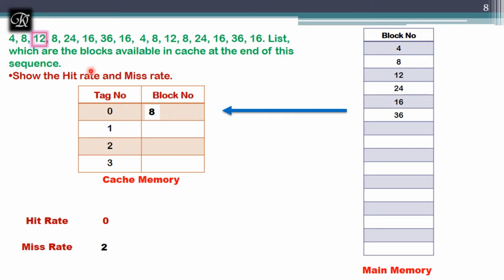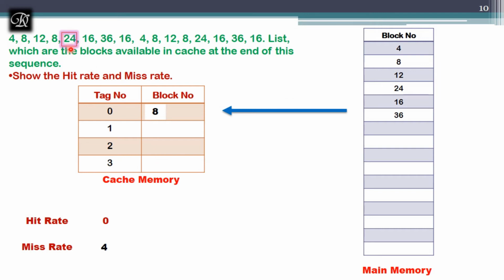And next 12. If you take 12 modulus 4, the answer will be 0. Again, it's going to use line number 0, and 12 is not available in the cache, so we increase the miss count by 1. Now 12 is in the cache. Next request is 8. Again, 8 modulus 4 gives 0. It's going to overwrite line number 0, and 8 is not available in the cache, so the miss count is increased by 1.